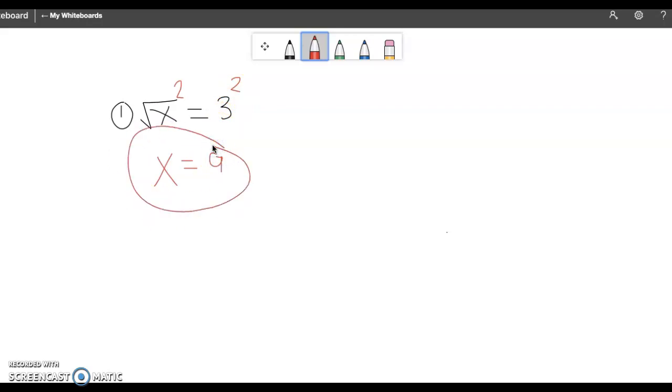Now always check your work in these examples to see if you did it correctly. So you would take your answer of 9 and check, well, does the square root of 9 equal 3? Yes, so that made sense.